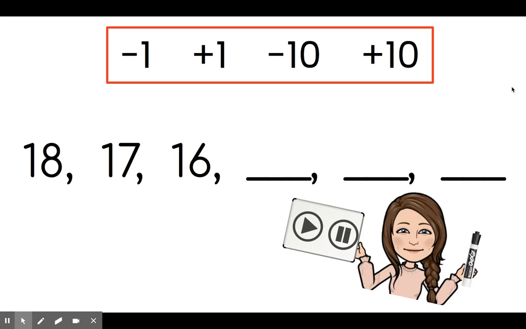On your whiteboard, identify the pattern rule. Are we subtracting 1, adding 1, subtracting 10, or adding 10? And fill in the 3 missing numbers. Press pause now to do that. When you're ready, press play.